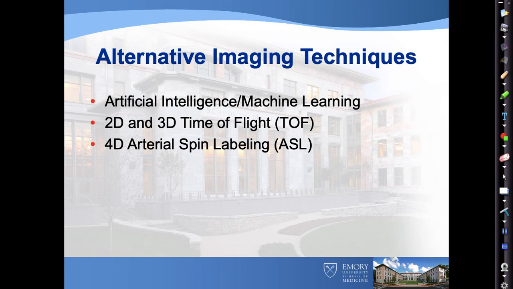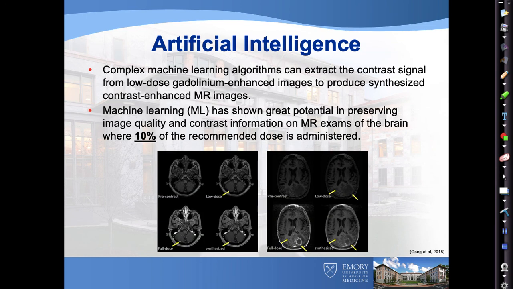Finally, let's talk about some alternative imaging techniques that will reduce or eliminate the need for gadolinium-based contrast agents. The first one is artificial intelligence. With AI, complex machine learning algorithms can extract the contrast signal from low-dose gadolinium-enhanced images to produce synthesized contrast-enhanced MR images. Machine learning has shown great potential in preserving image quality and contrast information on MR exams of the brain where only 10% of the recommended dose is administered.